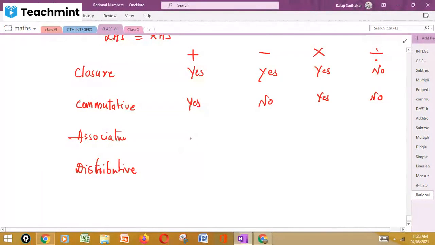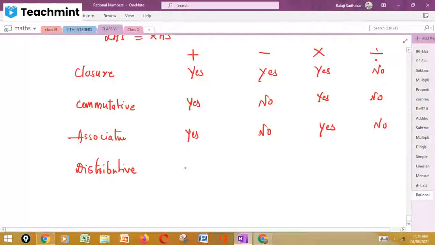Associative property over addition: satisfied. Over subtraction: not satisfied. Over multiplication: satisfied. Over division: not satisfied.